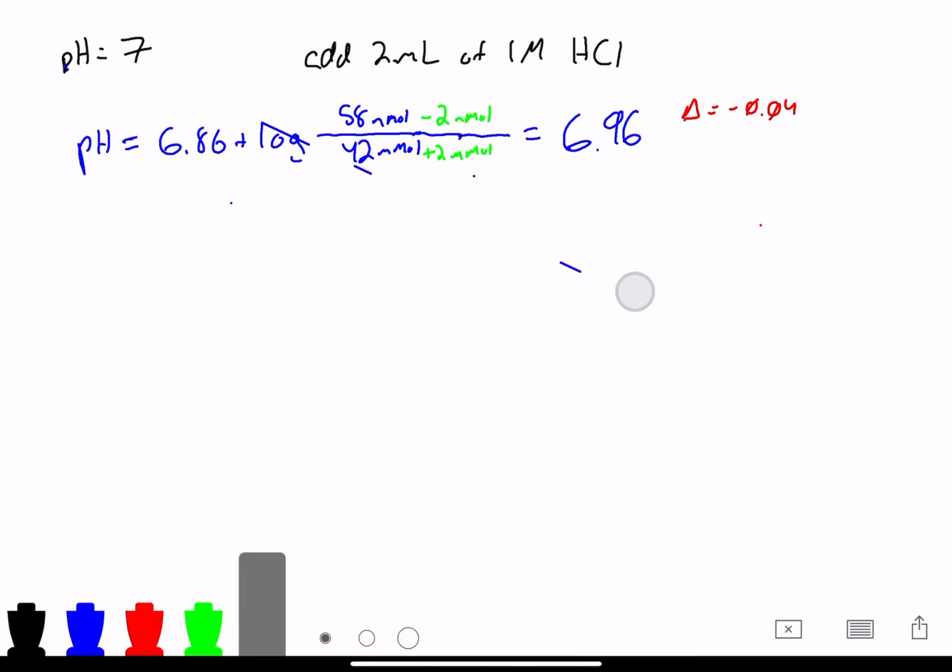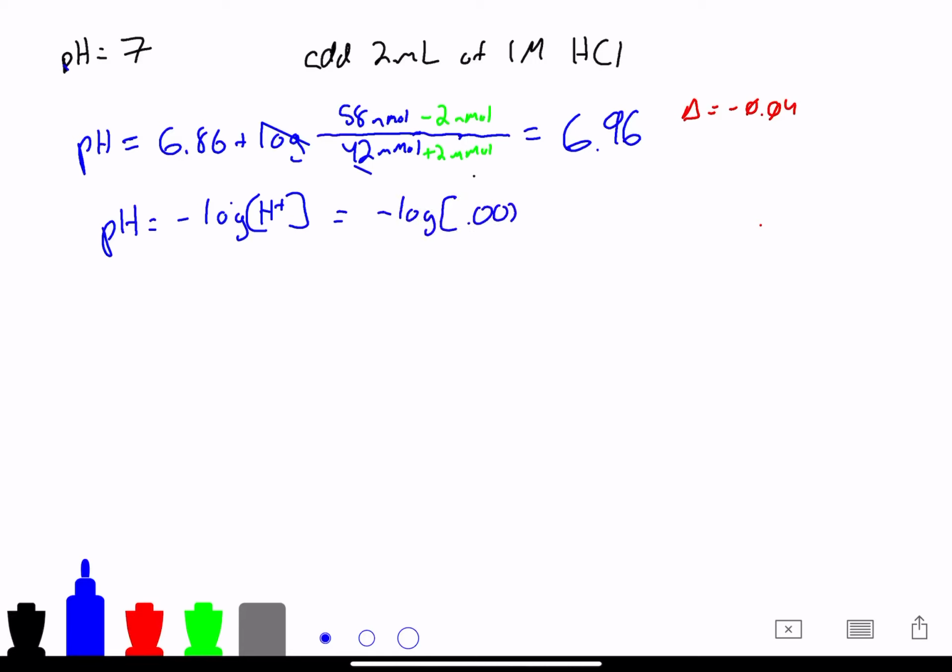Now, I'm going to show you something. What if we would have just added 2 milliliters of 1 molar HCl? And now this was to a 1 liter solution of buffer. If we just added 2 milliliters of 1 molar HCl to pure water, what would the pH have been? Well, the pH would have been the opposite of log of the concentration of H+, which would have been the opposite of log of 0.002, and the pH for that would have been 2.7.